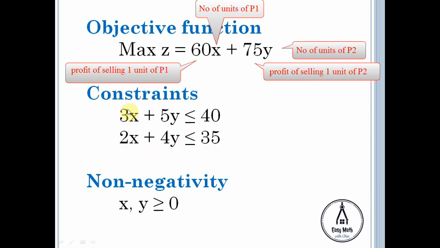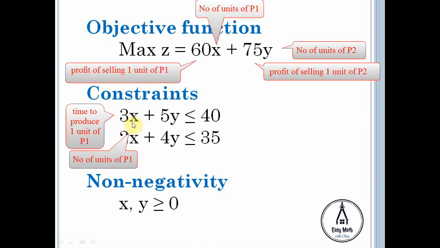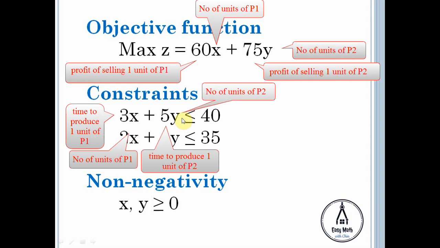And now let's write the constraints. According to the given details, we can write the constraints like this. So in here, M1 needs 3 hours to make one product of P1. So now we are going to make x number of products of P1. Therefore, it takes 3 into x hours, plus M1 needs 5 hours to make one product of P2, and we are going to make y number of products of P2. So now it takes 5 into y hours. And the total number of hours should be less than the maximum availability of M1. It's 40. That's why I put a less than or equal sign here. Similarly, you can write the next constraints and then write the non-negativity.